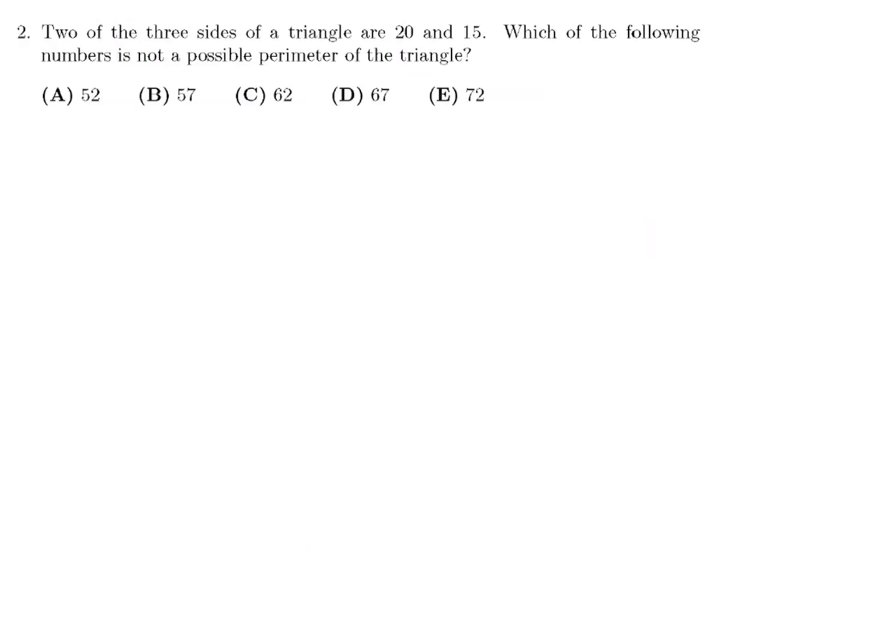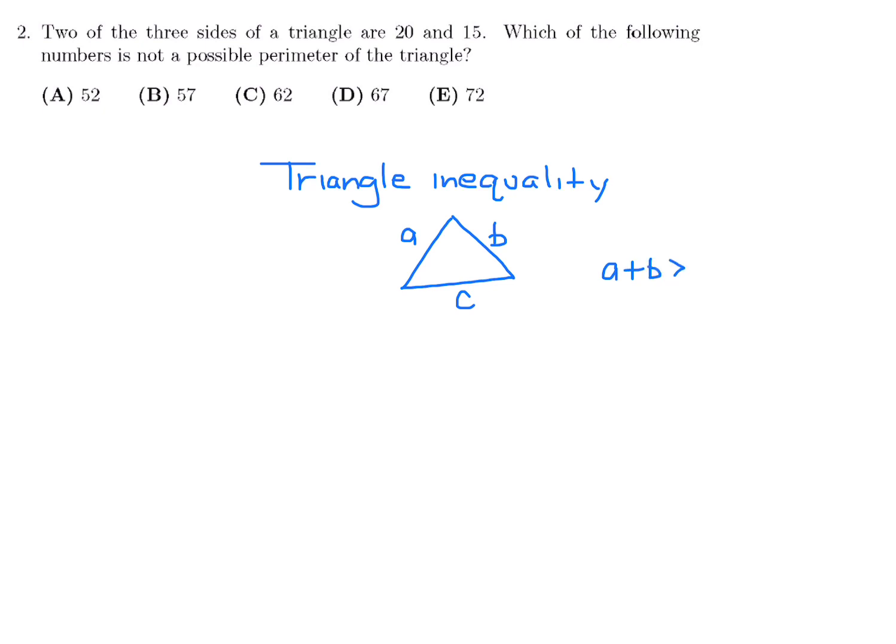2 of the 3 sides of a triangle are 20 and 15. Which of the following numbers is not a possible perimeter of the triangle? Well, the triangle inequality states that if you have any triangle, A, B, and C being the sides, then A plus B must be greater than C. That's the only way a triangle can be made.